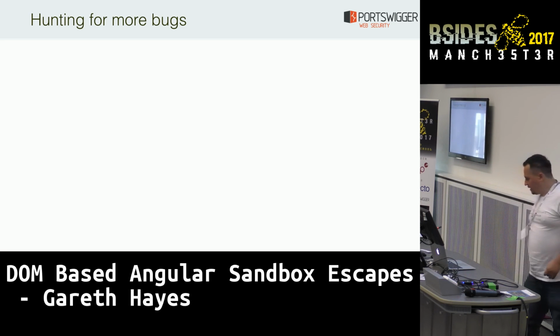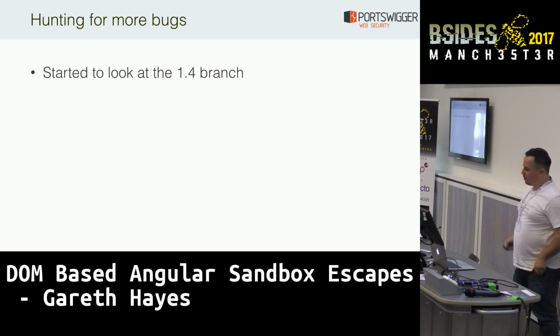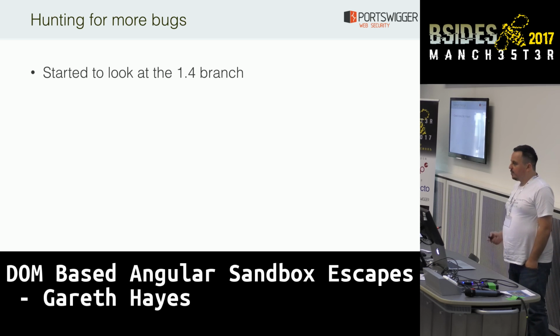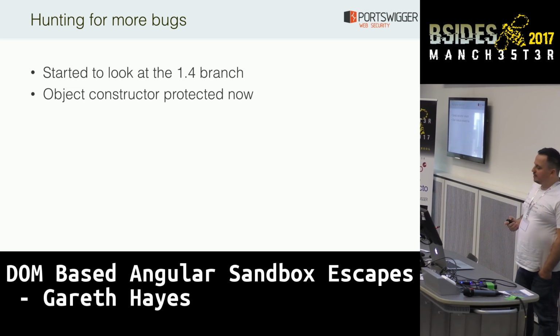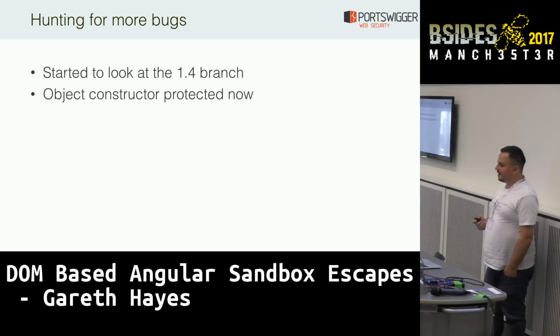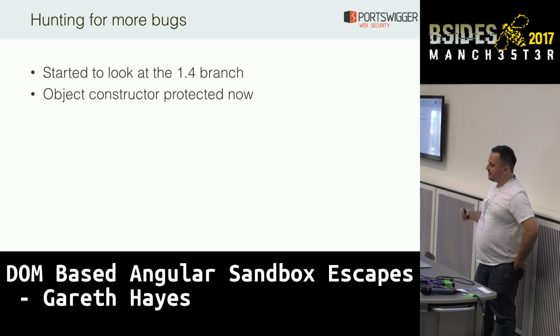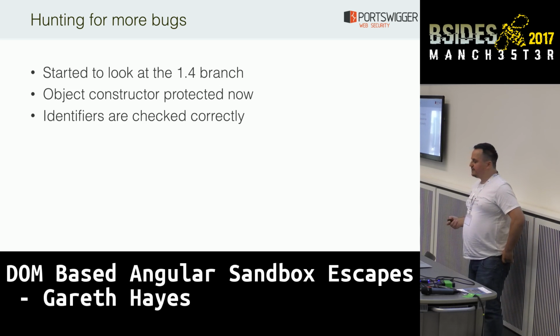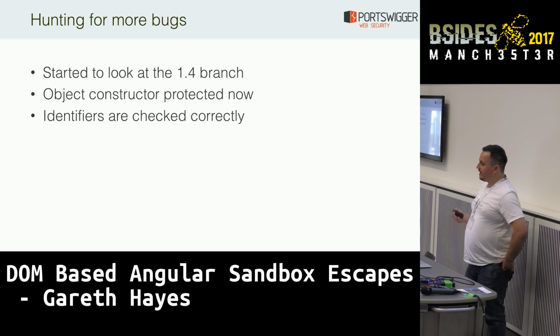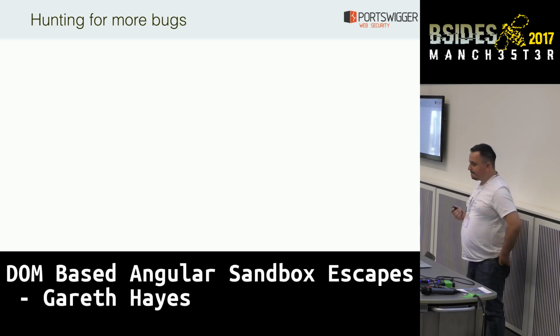So then I started hunting for more bugs. I started to look at the 1.4 branch. The 1.4 branch was more challenging. The object constructor is protected correctly now, so I couldn't use the array trick with the proto property to get a reference to the object constructor. Identifiers are checked correctly now, so I couldn't XSS the rewriter.